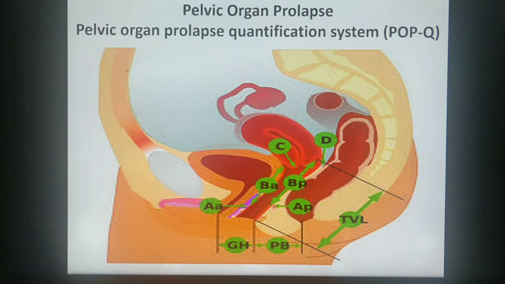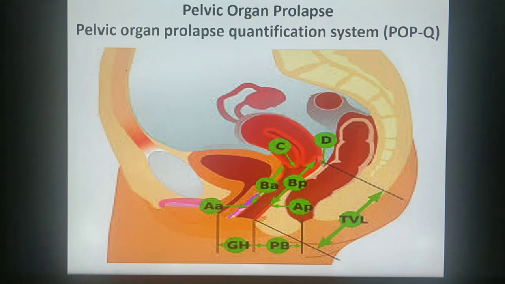So there are 3 further descriptive landmarks and measurements. One is GH, the genital hiatus. Genital hiatus is measured from the middle of the external urethral meatus to the midline of the posterior margin of the hymen. PB is the perineal body. It is measured from the posterior margin of the hymen to the mid-anal opening. And TVL is total vaginal length: the length of the vagina in centimeters from the posterior fornix up to the hymen when point C or D is reduced to its full normal position.